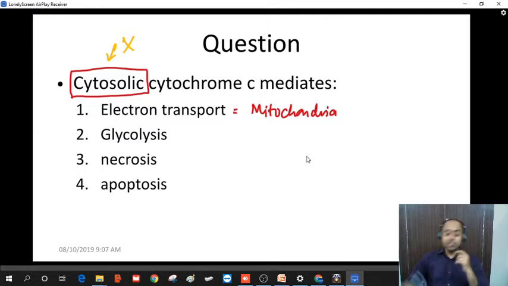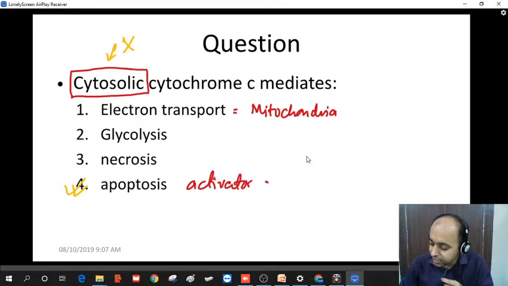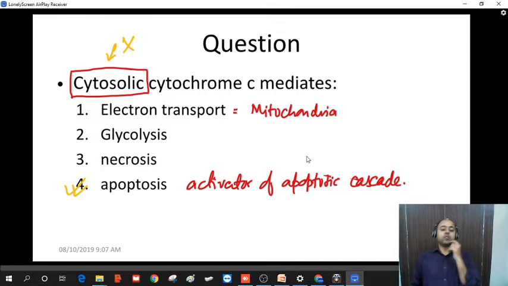The cytosolic cytochrome C is the activator of apoptotic cascade. So please note this point. The cytochrome C will come out into the cytoplasm only when there is damage to the membrane permeability of the inner mitochondrial membrane. Until and unless it is damaged, the cytochrome C cannot come out. A damage to the inner mitochondrial membrane indicates impending apoptosis. That is the first finding in the apoptotic cascade. So remember, cytochrome C in the mitochondria is part of the electron transport chain; in the cytoplasm it is the activator of apoptotic cascade. It will result in apoptosis. So be very careful when you are answering the questions.